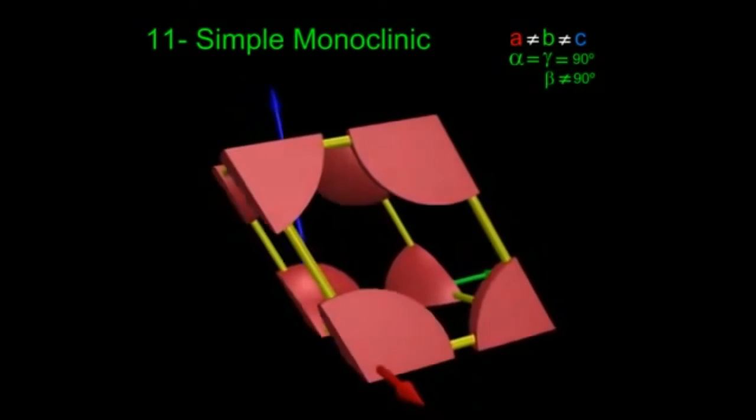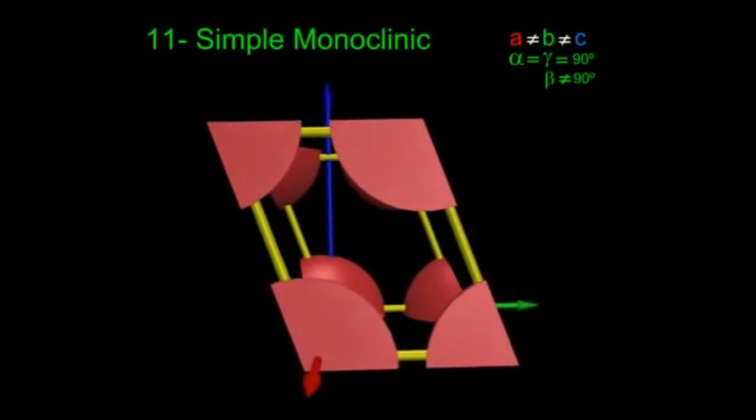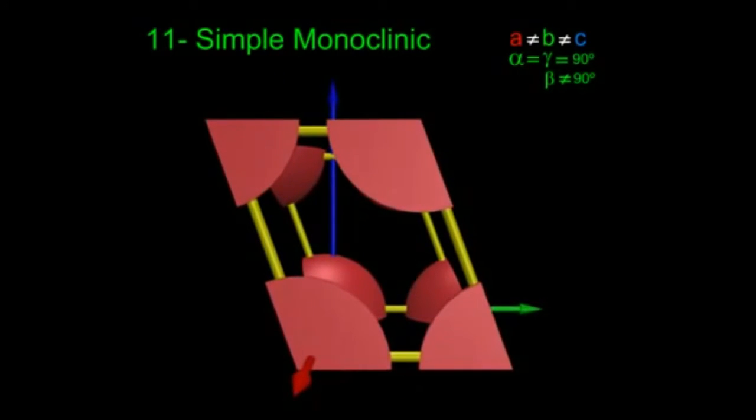So, for a crystal to be monoclinic, it has to have either one twofold axis, one mirror plane, or one twofold axis with a mirror plane perpendicular to it.